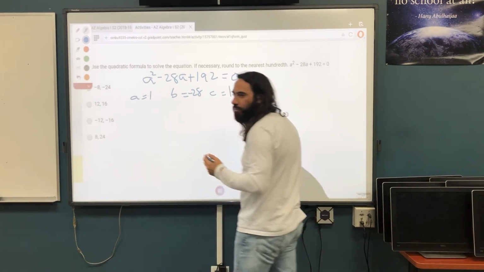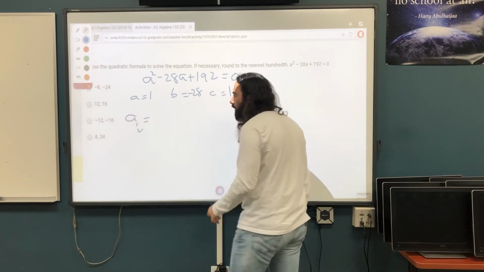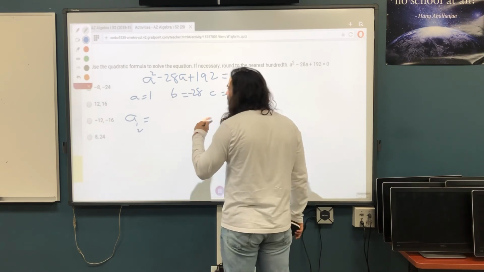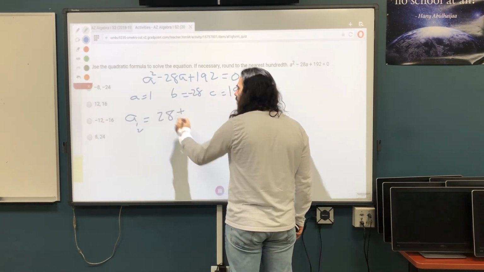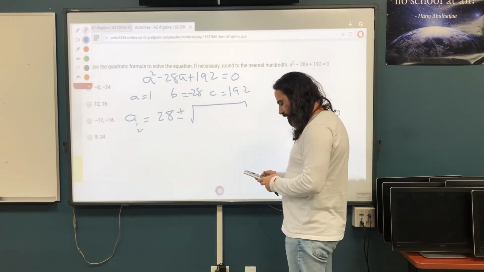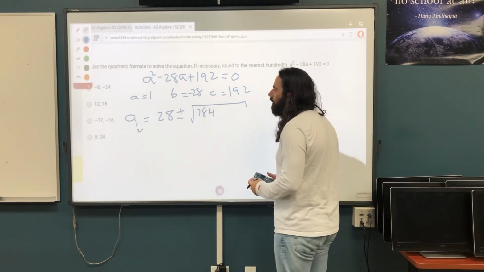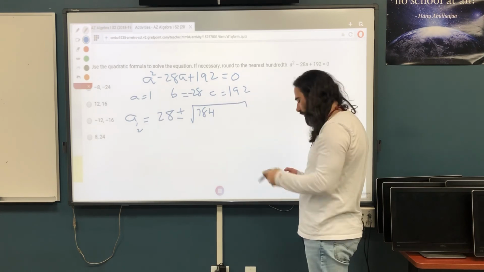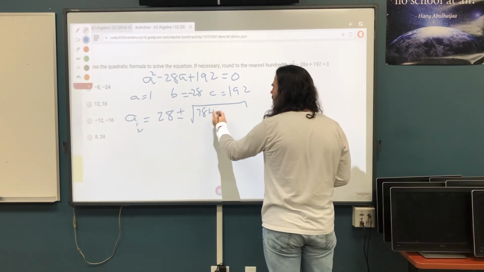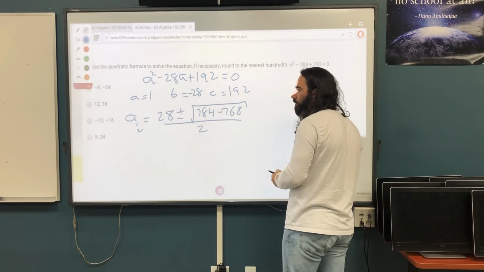And of course, you remember the formula. I'm not going to write it again. It's going to be a12 this time, not y, because the variable is a. Okay? So, negative b, so it's going to be 28 plus minus the square root of b squared, so 28 squared, 784. Okay, minus 4 times a times c. So 4 times 192 is 768, so it's going to be minus 768. And you divide by 2 times a, which means 2 times 1, which is 2.